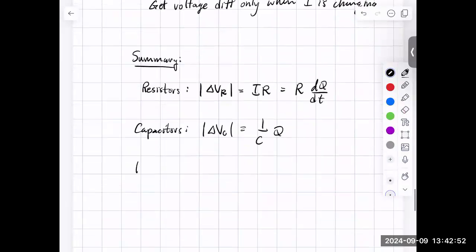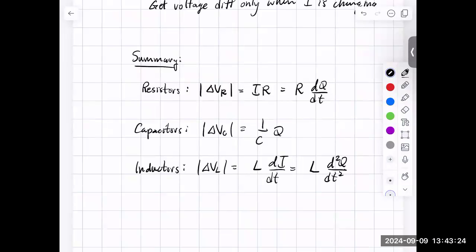And now inductors. The voltage across an inductor is L di dt, but I could write I as dq dt like we did here. And so then we'd have two derivatives of the charge. So this would be L d2q dt2. Okay.